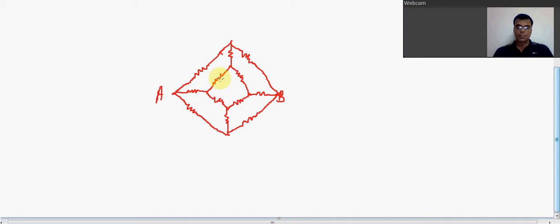Now this circuit is composed of resistances with equal magnitude, let's say small r. All of these resistances are of equal magnitude, small r. We need to find the equivalent resistance between point A and point B. Now again, if you carefully observe, the entire circuit is symmetric about the line AB.